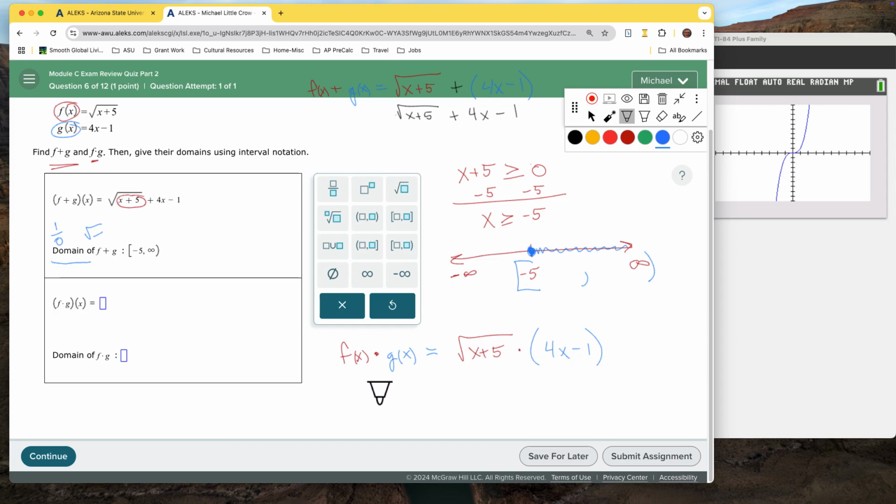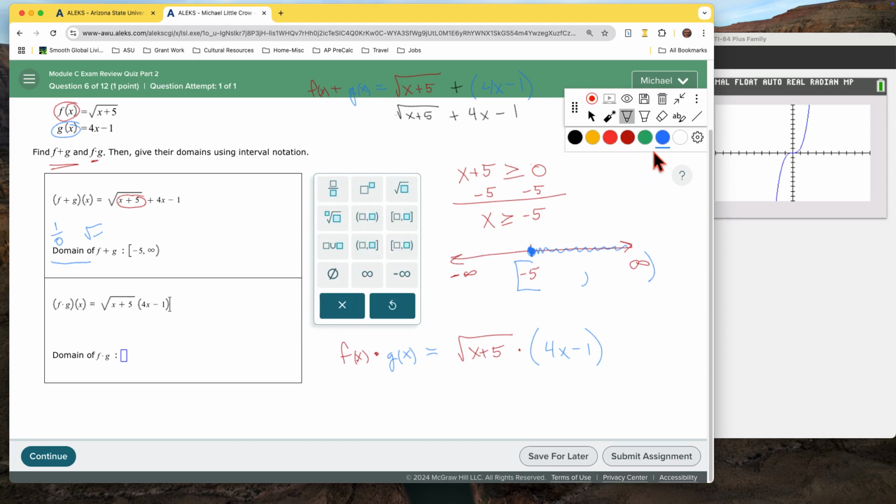We are done. So let's go ahead and put that in. And we've got our square root of x plus 5. We get out of the radical, and then we're going to multiply. We can just put parentheses, 4x minus 1, parentheses. So that's implied multiplication because there's no multiplication symbol here. So we're left with that.